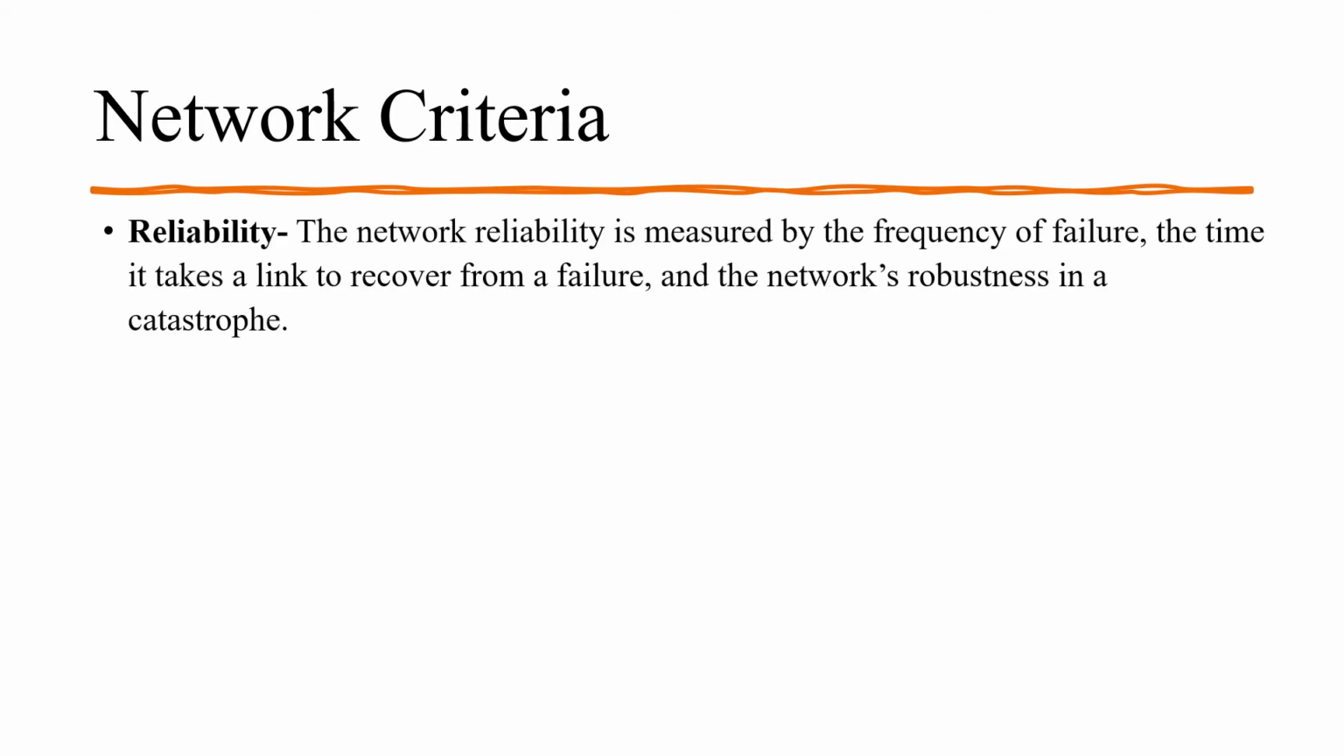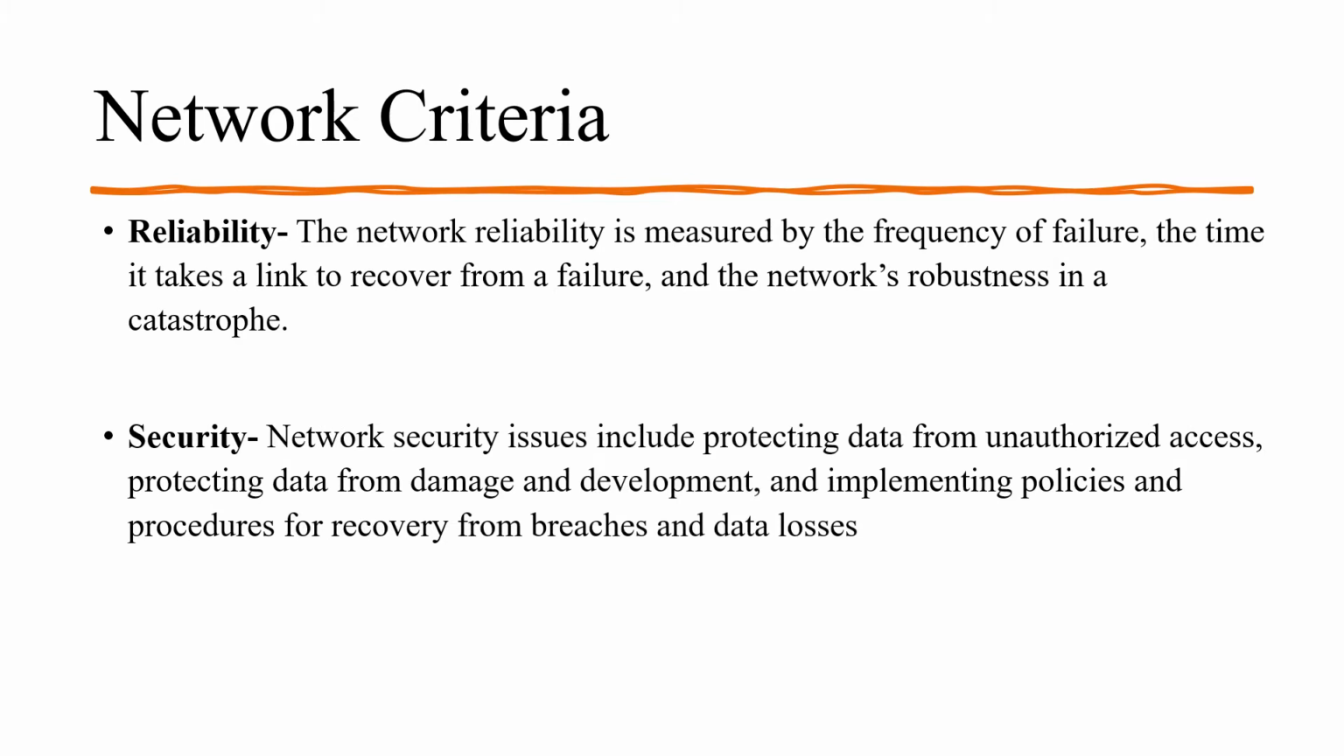The second network criterion we will be discussing is reliability. Network reliability is often measured by the frequency of failure, the time it takes a link to recover from its failure, and the network robustness in a catastrophe. The third and last one is the security criterion. Network security issues include protecting data from unauthorized access, protecting data from damage and modification, and implementing policies and procedures for recovery from breaches and data losses.